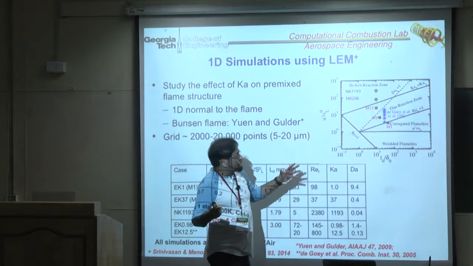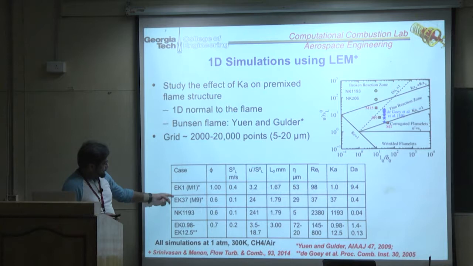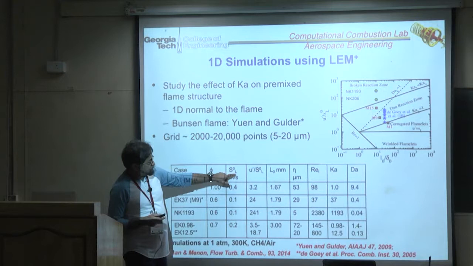So this is premix problems. Here we did some experiments and simulations. Some of them were experiments; the E stands for experiments. And these are laminar, unstretched laminar flame speeds.